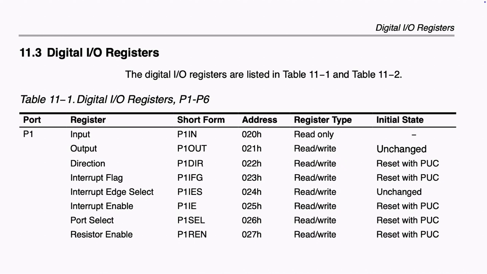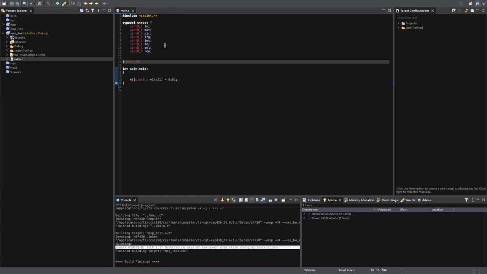Now, if you look at the datasheet of the MSP430, you will see that for each port, all the addresses are in a continuous manner. For example, port 1 starts at address 020, and then 21, 22, until 27. All registers for port 1 are in a continuous manner. We can take advantage of this to define a structure to access all of the registers. We can define a structured data type like this. So each element of the structure indicates each register in the port.